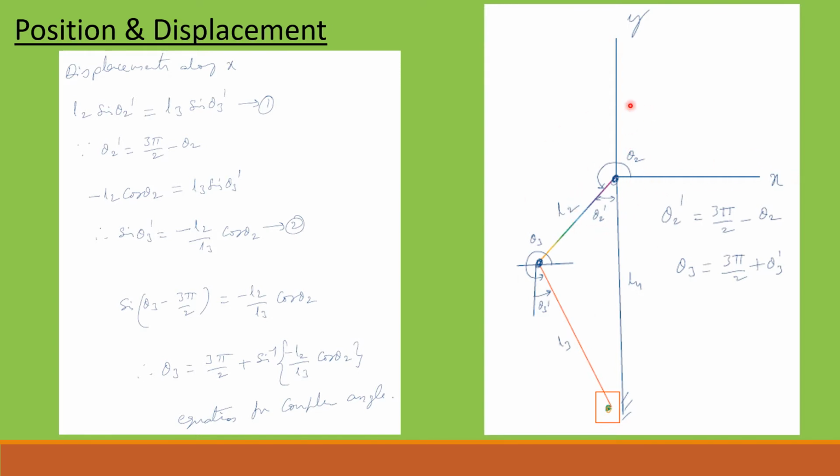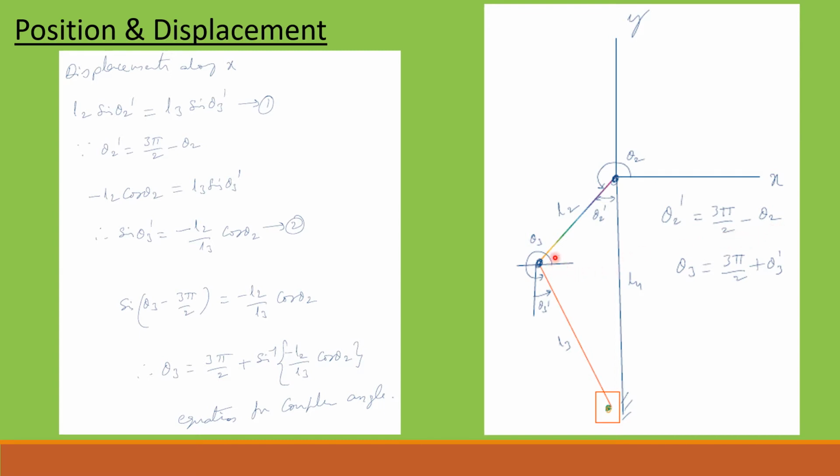This is x-axis and this is y-axis. And crank here is at an angle theta 2 from horizontal x-axis. And this angle we call theta 2 prime. So theta 2 prime equal to 3 pi by 2 minus theta 2, that is 270 minus theta 2.